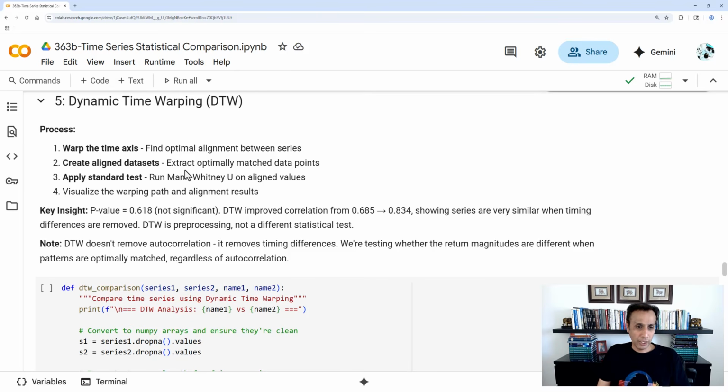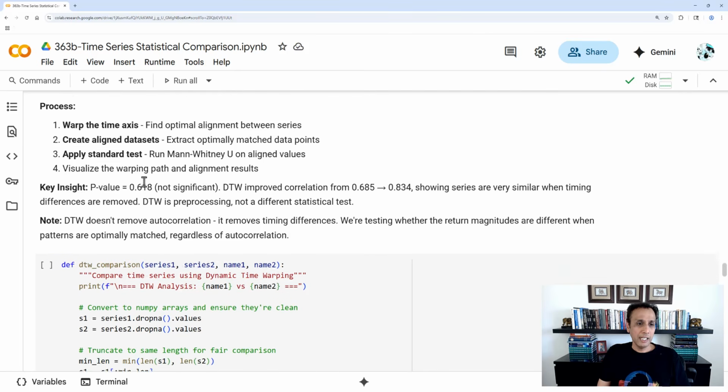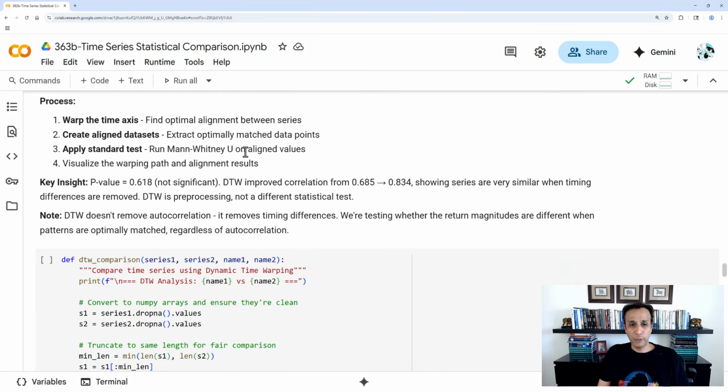And of course, we are going to create aligned data sets by applying this alignment, and then we are going to apply our Mann-Whitney U test. And then we'll visualize. And again, the key insight, the p-value, we're going to get 0.6. It's not significant, of course. That basically means it's much greater than 0.05, so there is no significant difference between the two data sets.